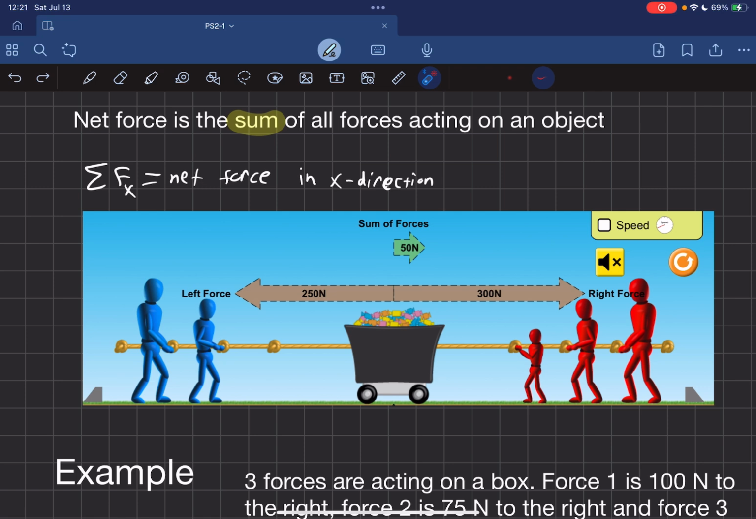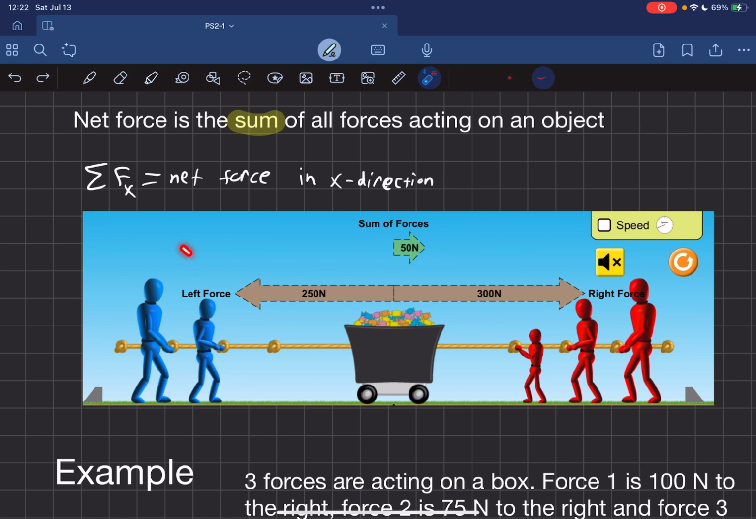We talked in a previous video about the idea that motion in two perpendicular directions are independent of each other. It doesn't matter how fast you're going in the x direction or how fast you're going in the y. The same idea can be applied with forces. Forces in the x direction do not impact forces in the y direction. We're going to take one direction at a time, and most of the time it's just going to be the x direction. This expression right here just means net force in the x direction, or add up all the forces in the x direction.